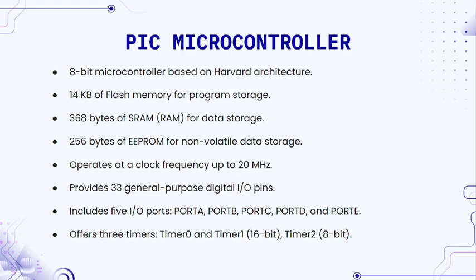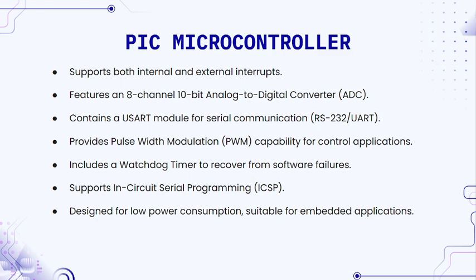It offers 3 timers. Timers are basically used for counting the machine cycles: timer 0, timer 1 and timer 2. Timers 0 and 1 are 16 bits. Timer 2 is 8 bits. It supports internal and external interrupts. We will have a look at what interrupts are. It features an 8-channel, 10-bit analog to digital converter.